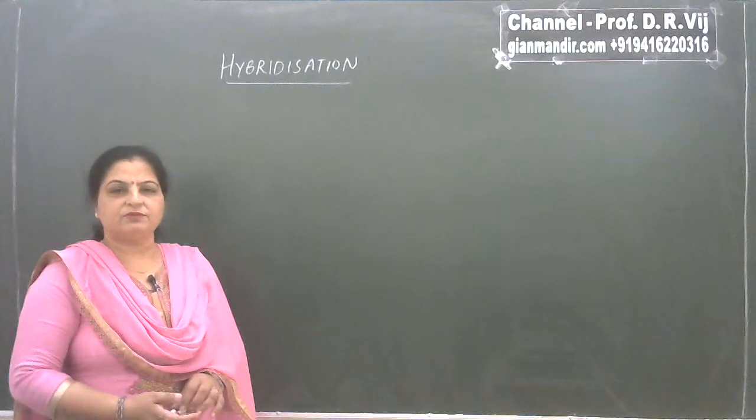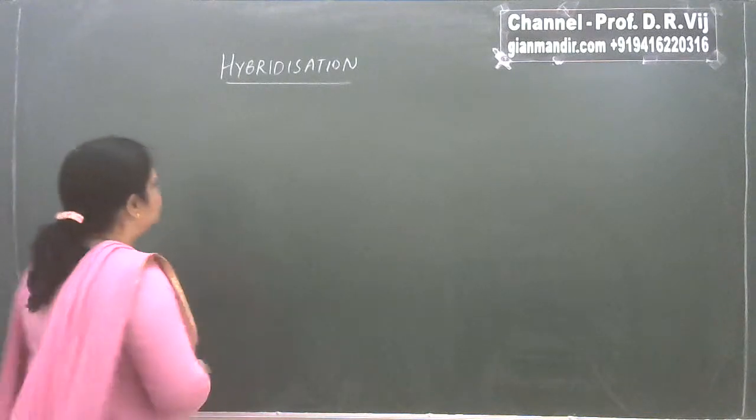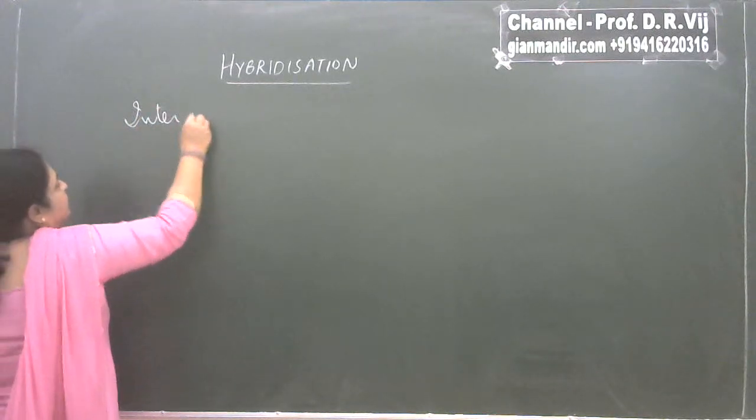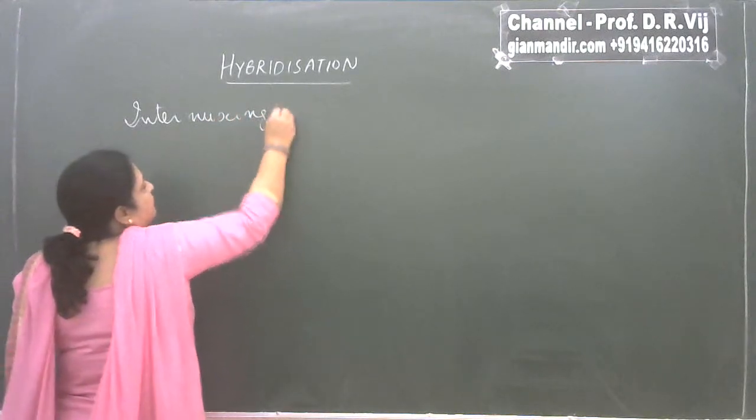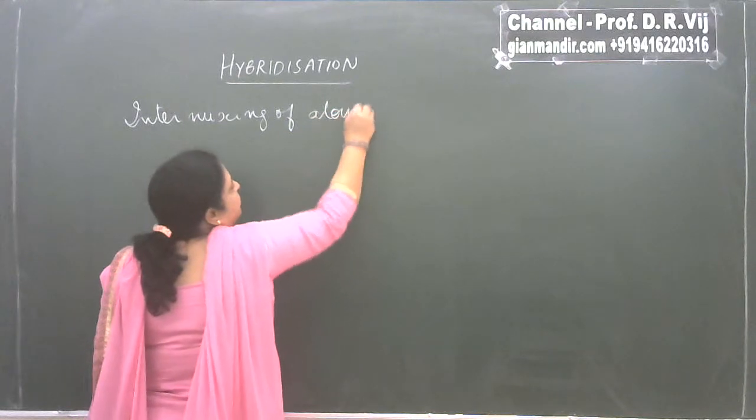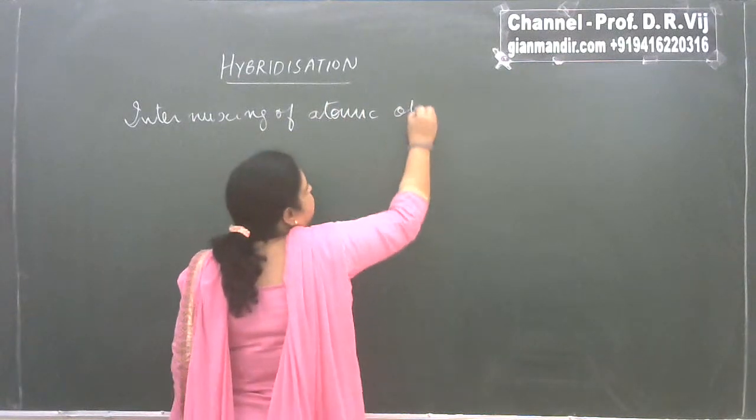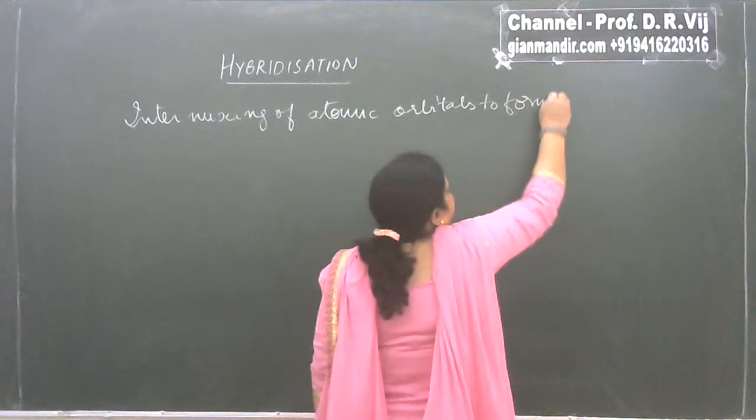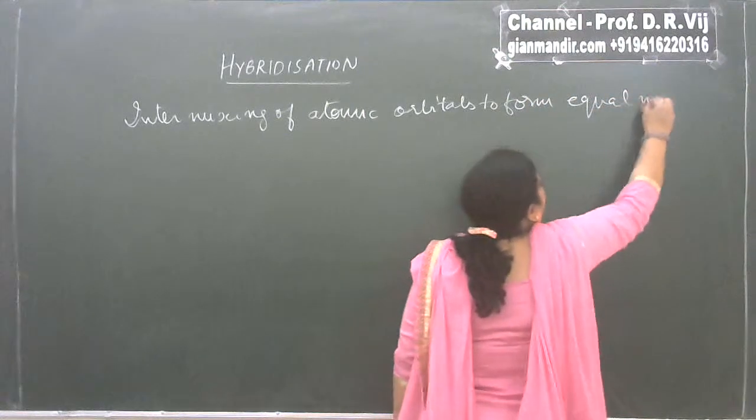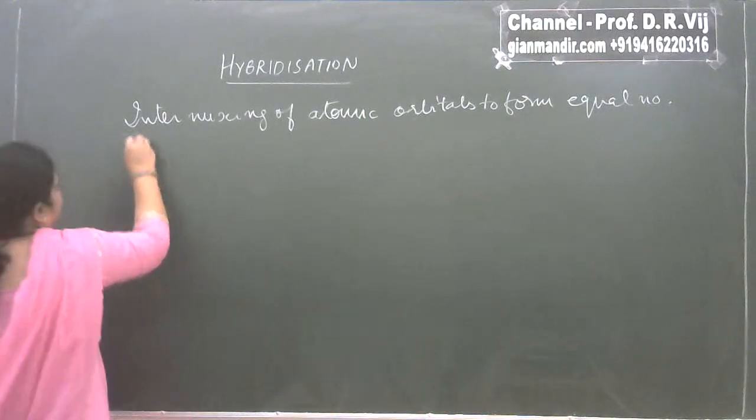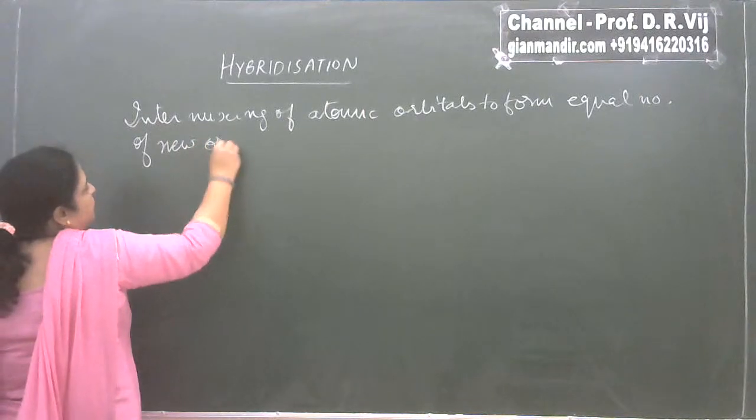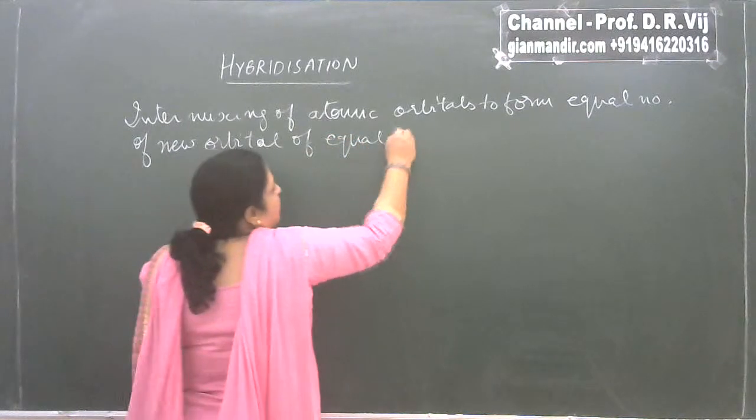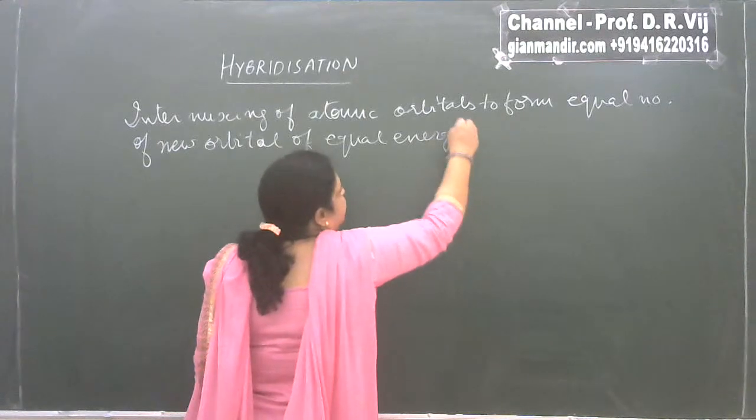In layman terms, hybridization means mixing. So in chemistry, hybridization is defined as intermixing of atomic orbitals to form an equal number of new orbitals of equal energies. That process is known as hybridization.